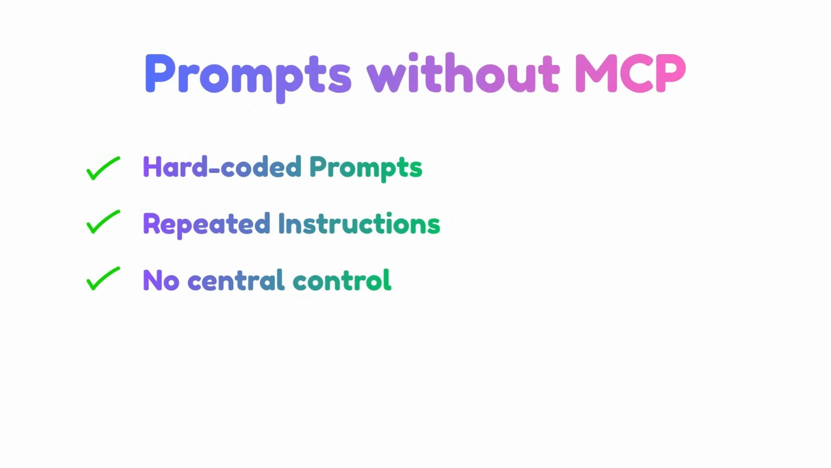The very first one is that prompts are hard coded in multiple places. So if it is a simple prompt, we will be writing the same prompt in multiple methods in place of reusing it. The second one is that the same instructions are repeated across agents. We are writing the same line of statement everywhere. And the third one is no central control or versioning. So in this case, if we have to make a change in our prompt, we have to go into each and every file to make those changes.